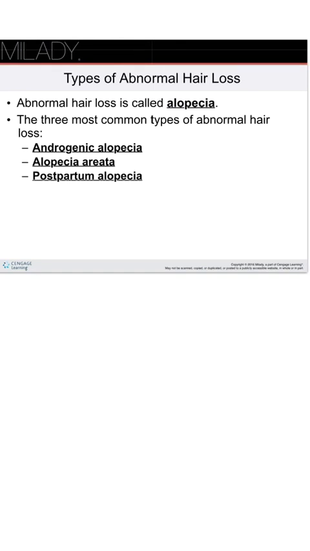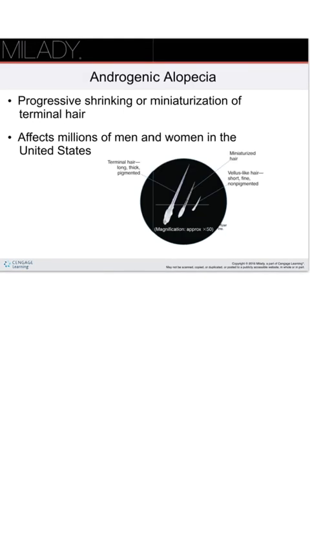The technical term for abnormal hair loss is alopecia. The 3 most common types of abnormal hair loss or alopecia are androgenic alopecia, alopecia areata, and postpartum alopecia. Androgenic alopecia is a progressive shrinking or miniaturization of the terminal hair. It affects millions of men and women in the United States.